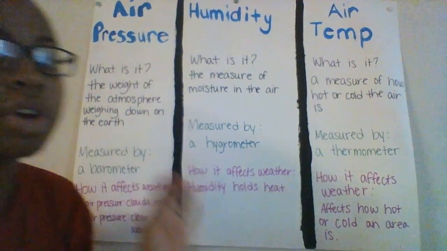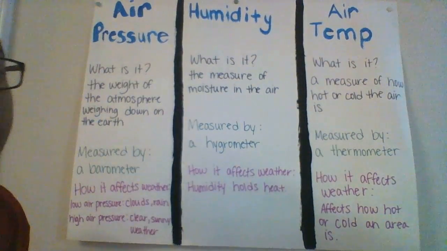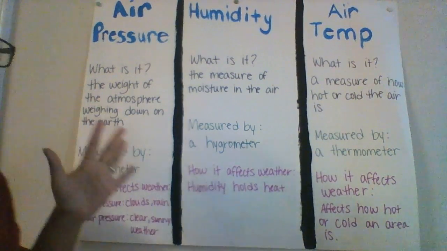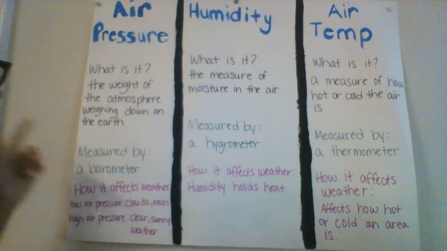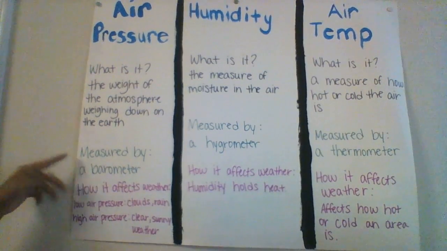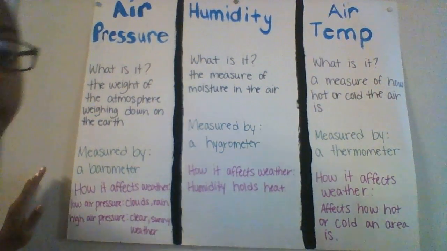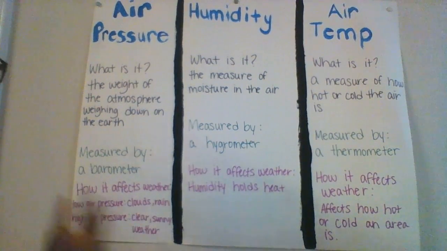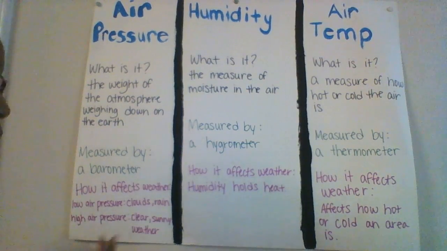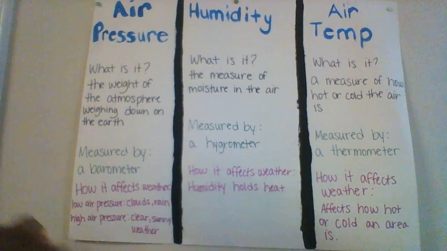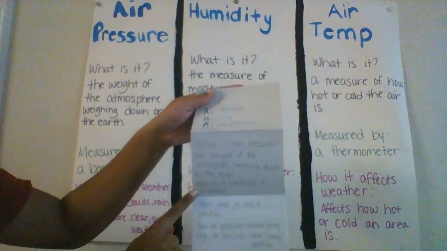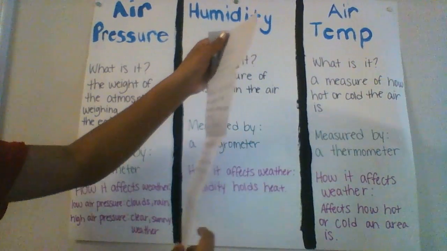Now, air pressure. We're going to start off with air pressure. Now, what is air pressure? Air pressure is the weight of the atmosphere weighing down or pressing down on the earth, and it is measured by a barometer. And how does it affect the weather? Now, on low pressure days, it's cloudy, it's rainy, there's precipitation. But on days where there's high air pressure, it is clear, it's sunny weather. Now, don't forget to write all of this in your AHA books.